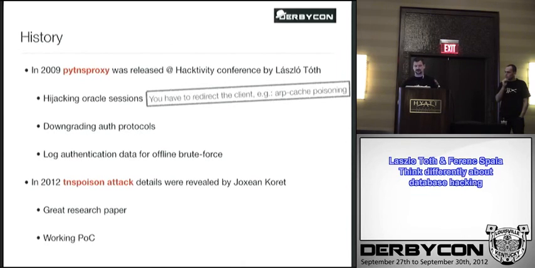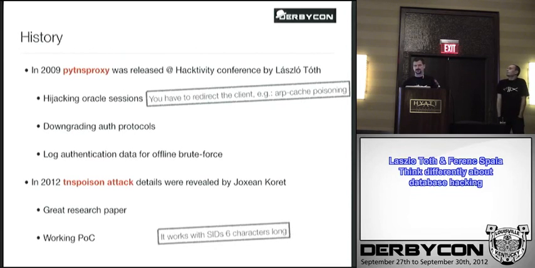In the case of PyTNS proxy, you have to somehow convince the client to connect to the proxy. You can do this with classic ARP cache poisoning and some iptables kung fu, meaning port redirecting, so the typical transparent proxying stuff. The working proof of concept code has a very serious limitation. Of course, it's proof of concept code. It can handle databases with only a 6-character long service identifier.